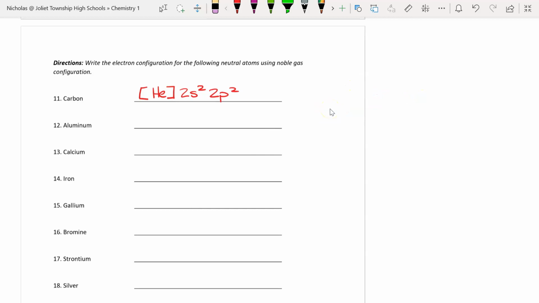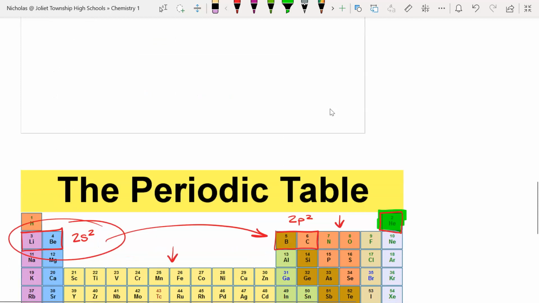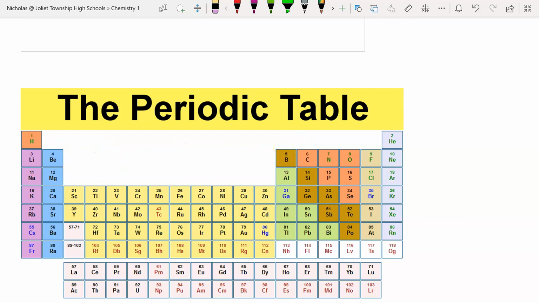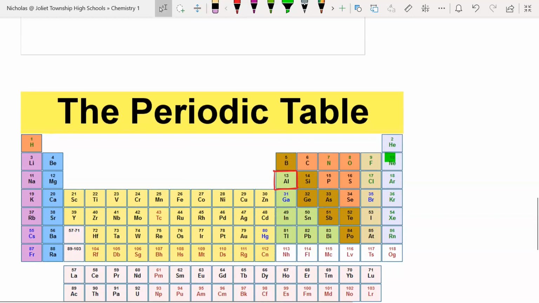All right, so let's look at aluminum. Let's go back to the periodic table. Let me clear this off. All right, so aluminum is number 13 on the periodic table. So again, I'm going to subtract until I get to a noble gas. So 12, 11, 10. So neon is the first noble gas that I hit when I go backwards. So I'm going to use neon as my starting point. So I'm going to write this out off to the side here. So I've got neon.